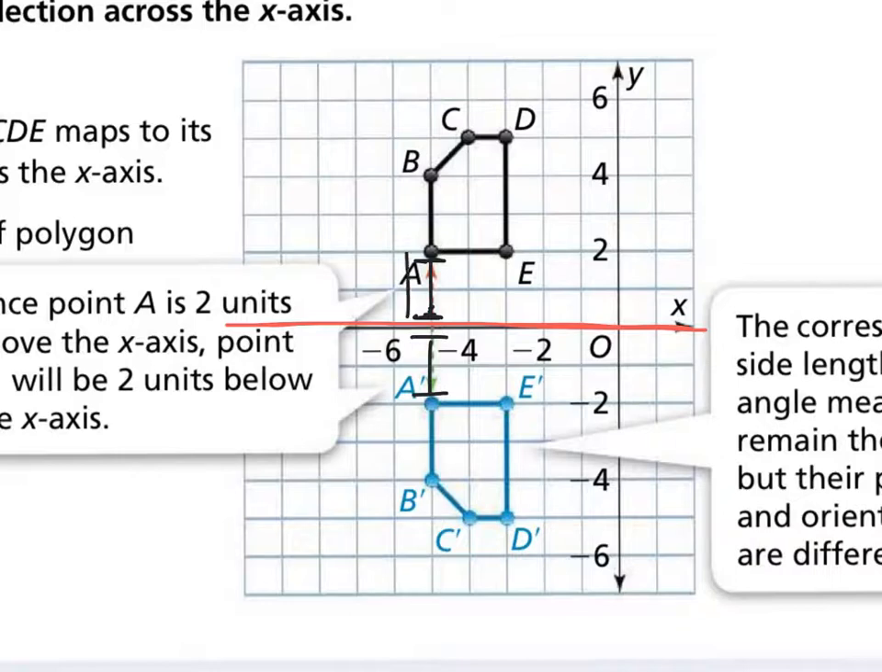B started out 4 units above. Now it's going to go 4 units below. Another way you could look at that is B is 2 units above A. Now it's going to be 2 units below A. We're just doing that for each of these points. E, for example, was 2 above, is 2 below. C was 5 above, goes 5 below. D was 5 above, goes 5 below.